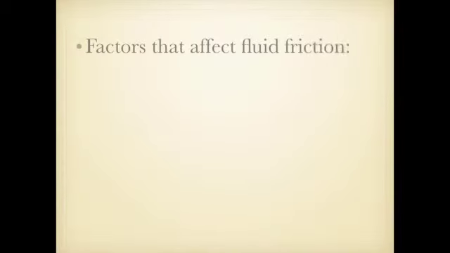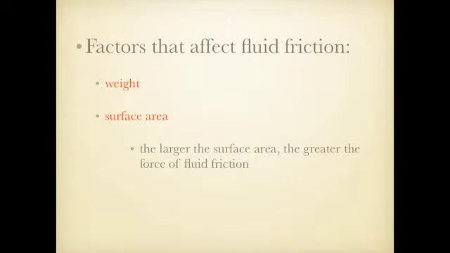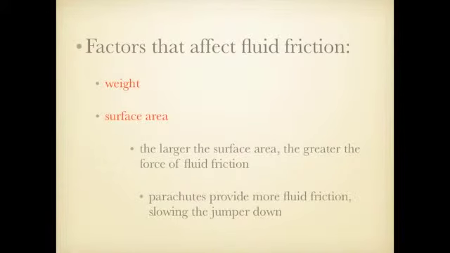Now let's look at the factors that affect fluid friction. Well, weight is still a factor, and it still has the same effect. Heavier object, larger frictional force. The only other thing that affects fluid friction is the surface area. The larger the surface area, the greater the force of friction. This is why parachutes work. Parachutes provide more fluid friction, slowing the jumper down.